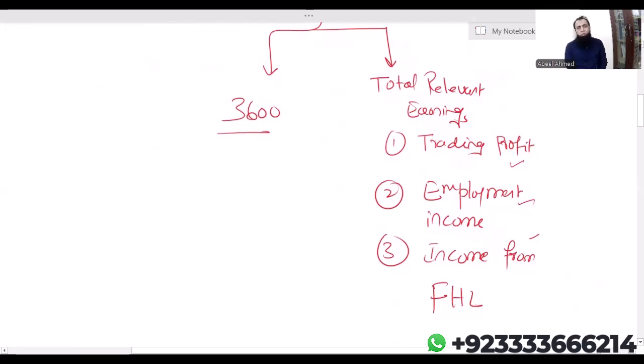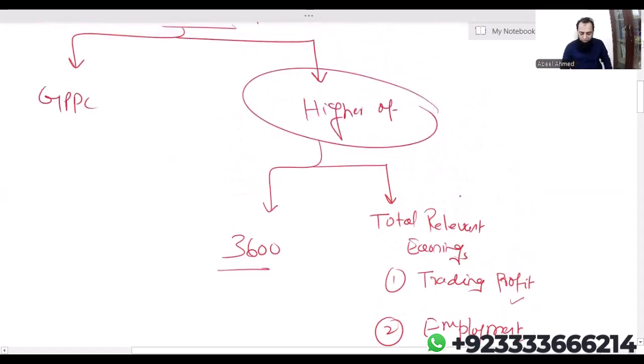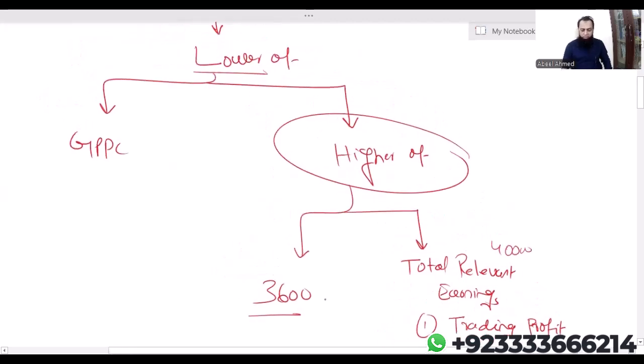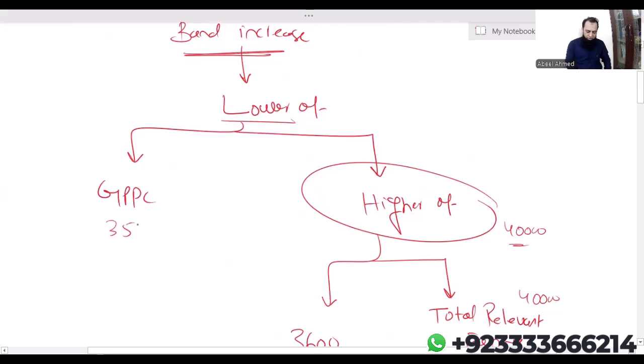So first of all, you need to decide the higher of 3,600 and the total of the relevant earnings. Relevant earnings are three: trading profit, employment income, and income from furnished holiday letting. Assuming the total relevant earnings are 40,000, obviously the higher of 3,600 and 40,000 is 40,000. Now this 40,000 will be compared with gross PPC, assuming the gross PPC is 35,000. Look at this: lower of gross PPC and 40,000.